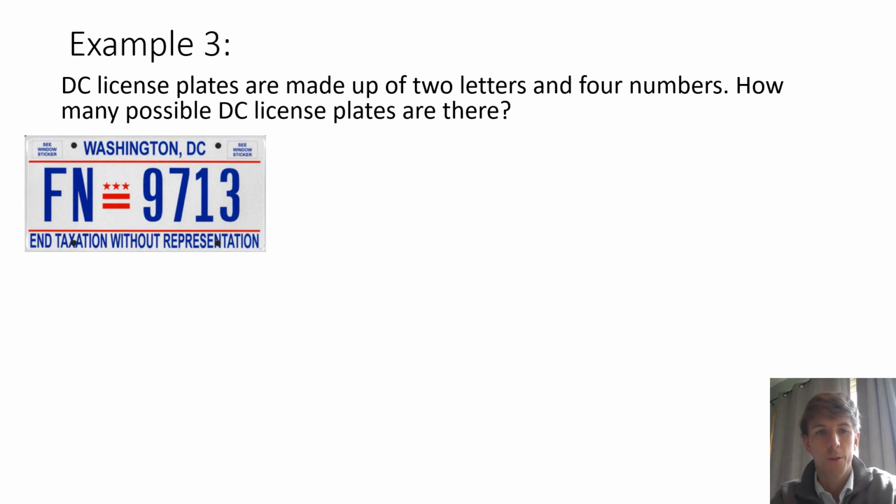Let's do another example here. I don't know how many of you live in DC. I do. Here's how our license plates are set up. We have 2 letters that come first, and then 4 numbers. I want to know how many total possible DC license plates there are.